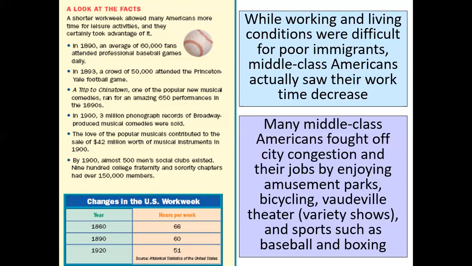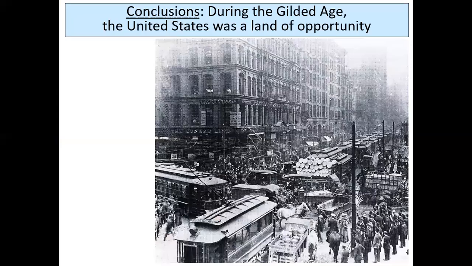So this is a time where amusement parks are built. Wooden roller coasters were invented during this time period. I'm not riding one because I'm not crazy, but these people were. Bicycling became a big thing, unicycling, vaudeville shows. These are like variety shows people would go to. Sports such as baseball and boxing became very big. I just wanted to point out some of the good things that did happen during the Gilded Age.